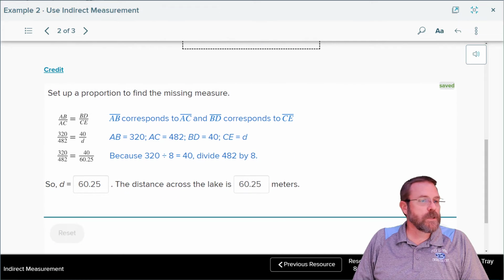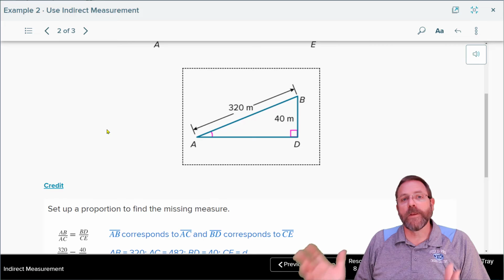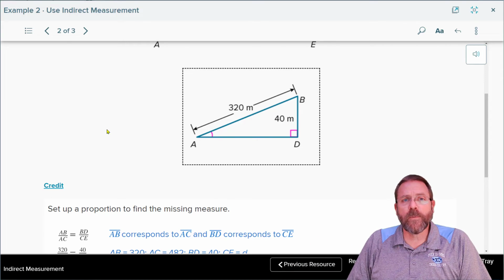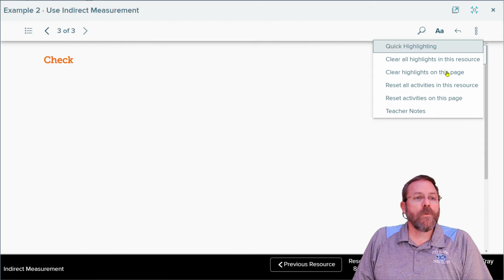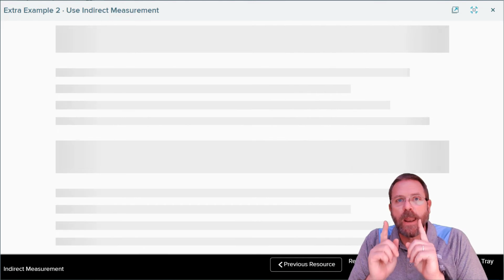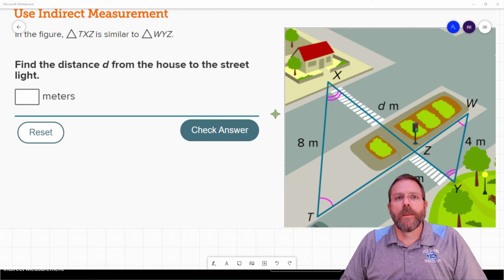And we're going to check that. And it checks. That's all there was to doing it. You've got to find your corresponding sides, set up your ratios, your proportions, and find the missing side length. That's going to be it for that one. We have one more extra example. This is the last one in the textbook for the entire year. Do this on your own.